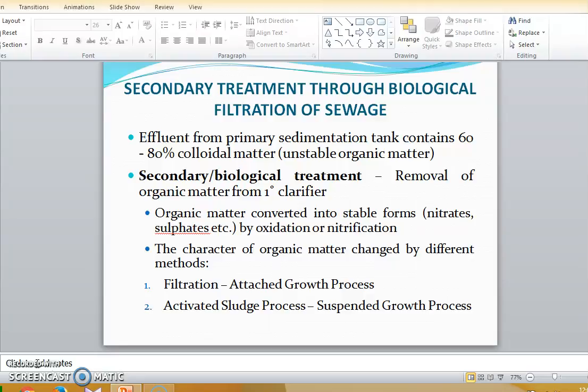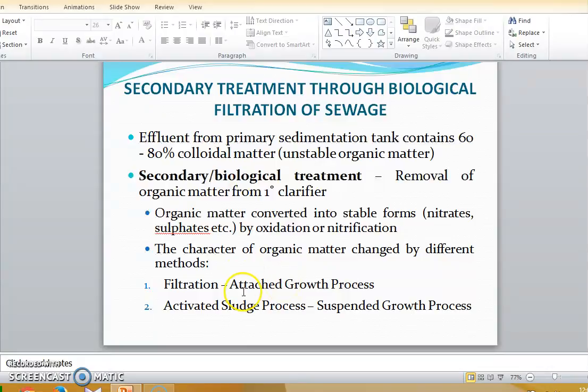So this effluent from the primary sedimentation tank will consist of 60 to 80% colloidal matter, which is unstable organic matter. And during the secondary or biological treatment, the organic matter from the primary clarifier will be removed by the process of oxidation or nitrification. So the character of the organic matter coming from the primary treatment is changed by different methods.